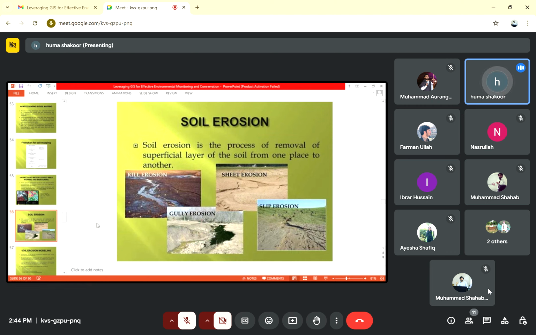Soil erosion. What is soil erosion? Soil erosion is the process of removal of the superficial layer of the soil from one place to another place. And what are the environmental impacts of soil erosion? The topmost layer is called the fertile soil. If it is removed, the fertility is removed, and it is one of the bonds which make the other soils compact. So soil erosion is one of the environmental issues which affect the health of the soil, and ultimately it indirectly affects the crops and the vegetation which is present on the earth's surface.